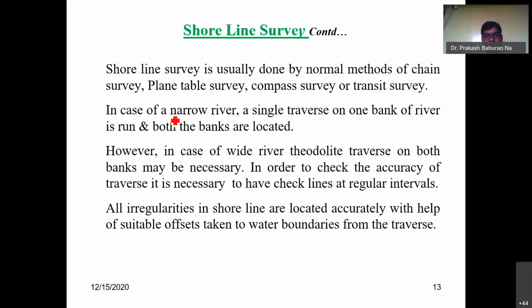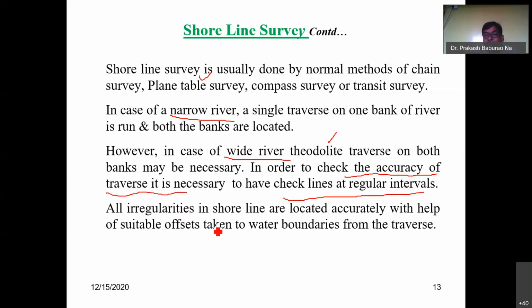If the river is narrow, you can prefer plane table survey, compass survey or transit survey. In the case of a wide river, you have to go with theodolite traversing on both sides, the banks of the river, which is necessary for a wider river. So, in order to check the accuracies on both sides, if you carry out the traversing, then you have to check the lines at regular intervals.